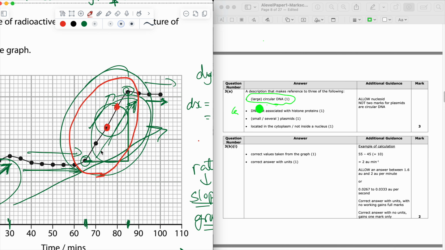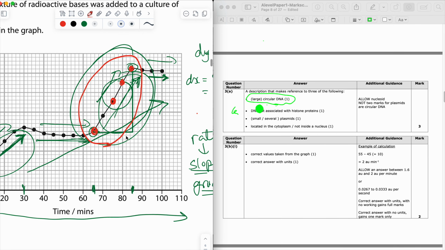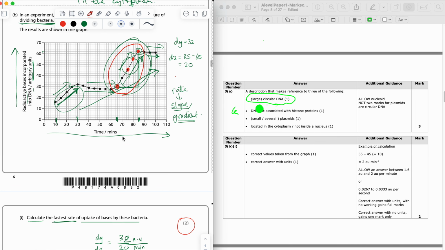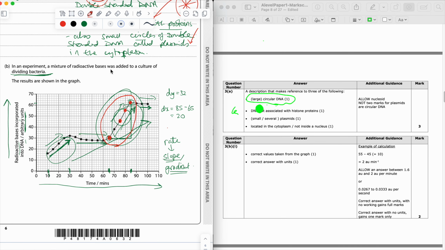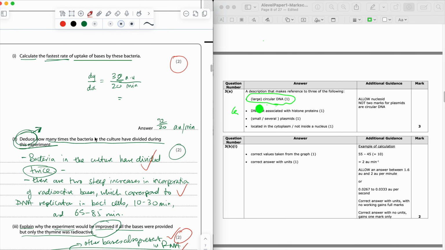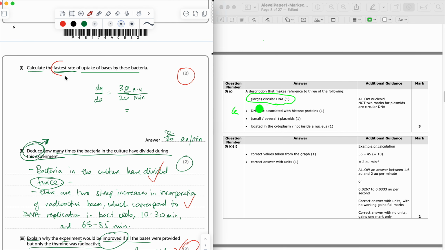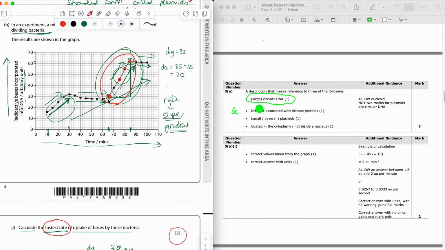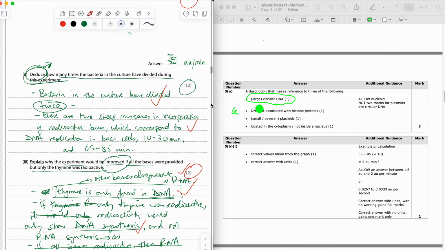Even though I did use from this point to this point, I did get my answer within the range. But it's just something to watch out for. The question said the fastest rate of uptake, so they really meant the steepest part, and it wasn't just that steep line there. It was the very steepest line that we could find. Okay, which I'm fine with.